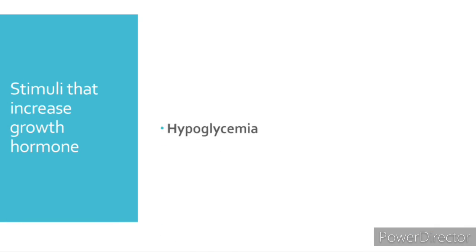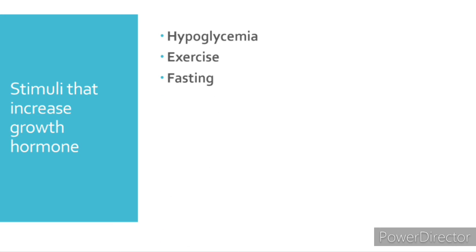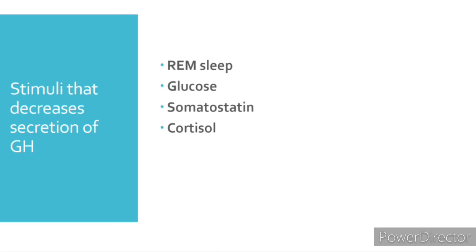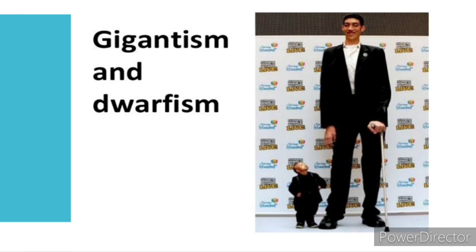Now stimuli that increase growth hormone, okay? Hypoglycemia, exercise, fasting, protein meals, stress, glucagon, pyrogen, lysine, vasopressin. All this will increase the secretion of growth hormone, while stimuli that decrease secretion of growth hormone are REM sleep, that is rapid eye movement sleep, glucose, somatostatin, cortisol, free fatty acids, IGF-1, which is a somatomedin, okay?